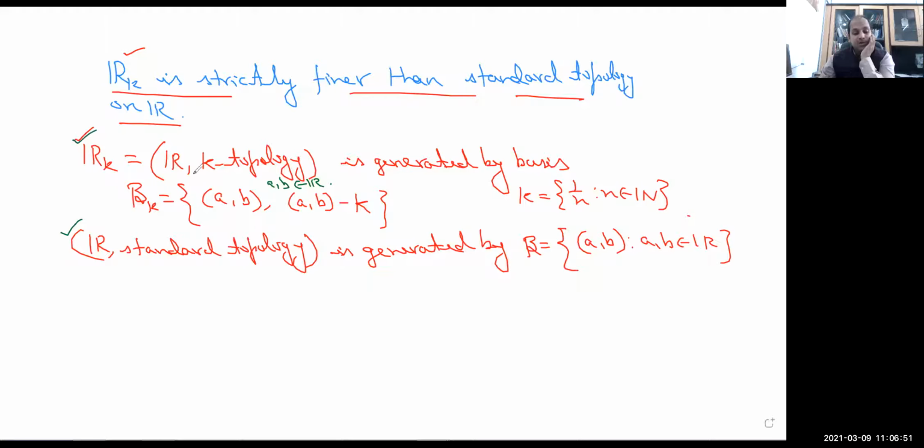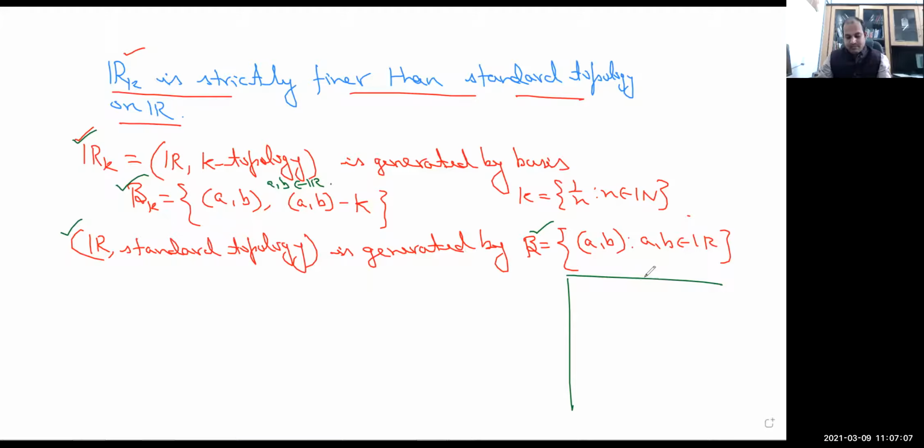And what result do I need to use? Yes. Because here the bases of these topologies are known, we will apply that Lemma 13.3. What is that lemma? Recall.